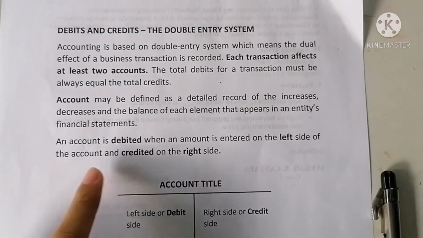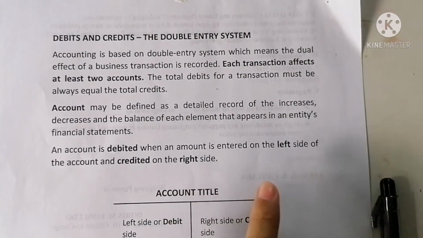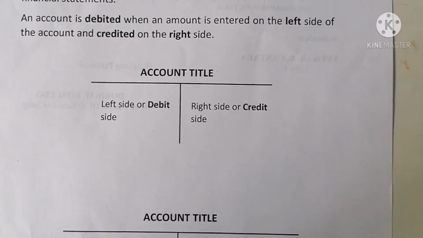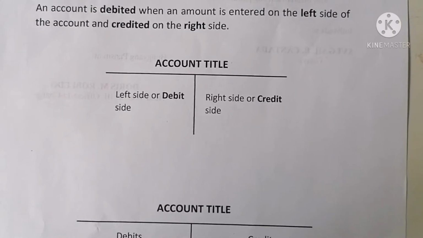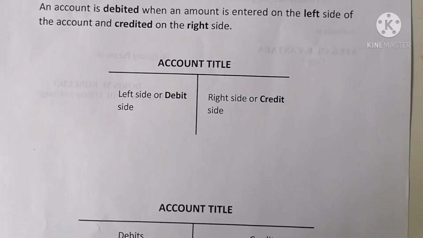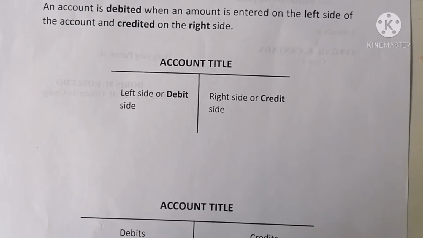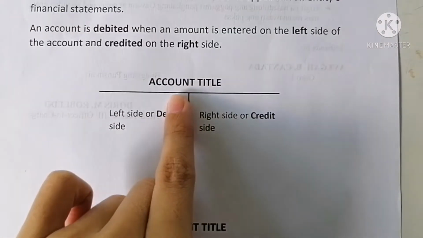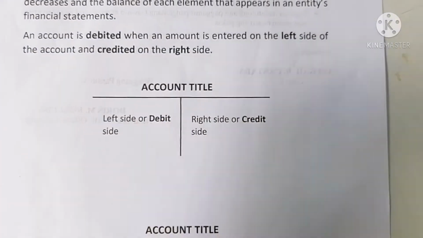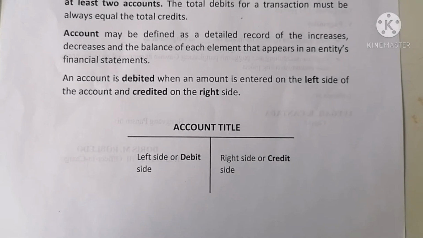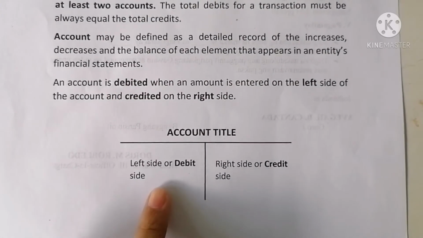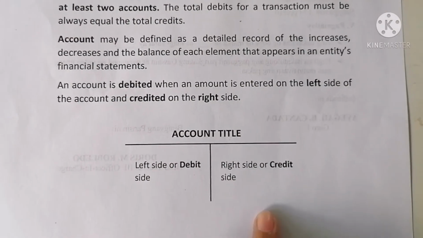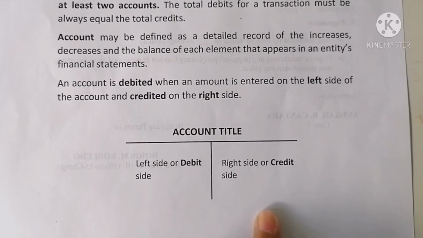An account is debited when an amount is entered on the left side of the account and credited on the right side. This is the figure of an account, which we call the T account. A T account is the simplest representation of an account. We call it a T account because its figure is similar to the letter T. So, if the amount is entered on the left side, then it is debited. And if it is entered on the right side, then it is credited.